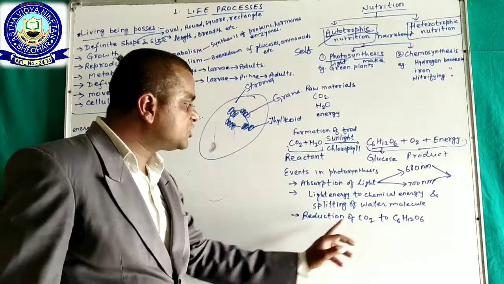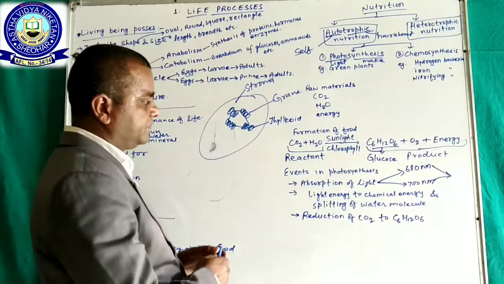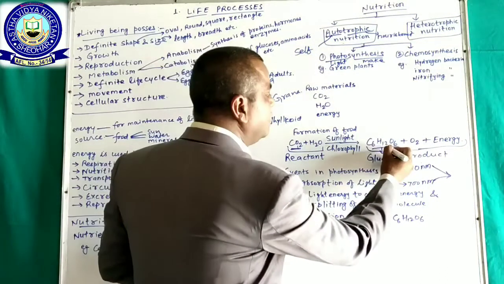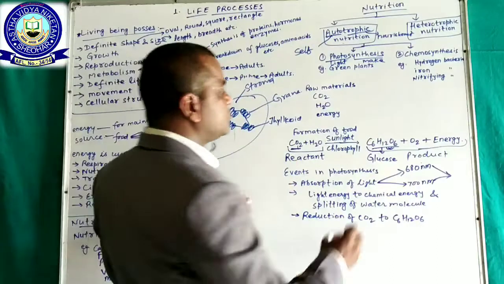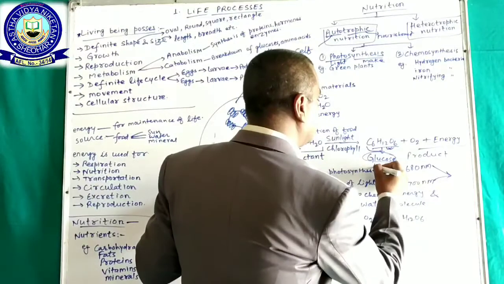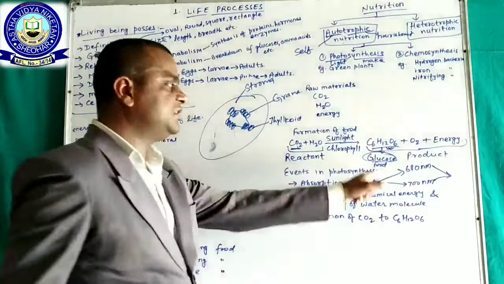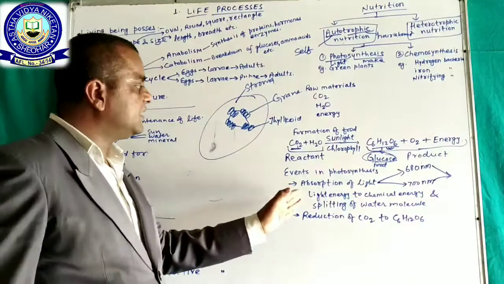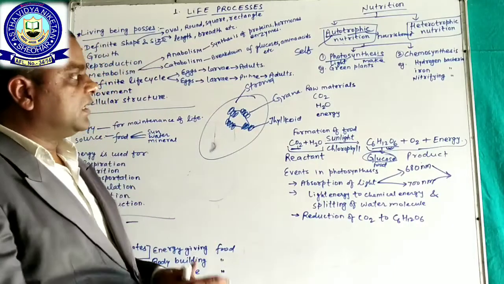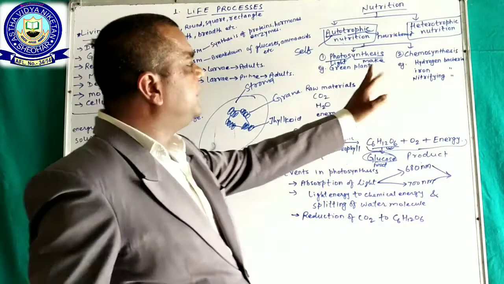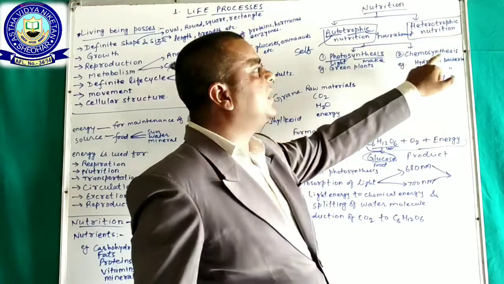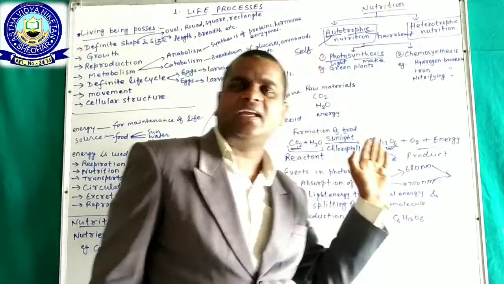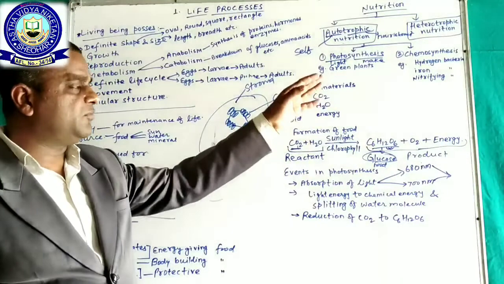Now, reduction of CO2 to glucose means CO2 is converted into glucose. This is also called food. So, in this way, the autotrophic mode of nutrition occurs. Now we discuss chemosynthesis. For example, hydrogen bacteria, iron bacteria and nitrifying bacteria are all examples of this.